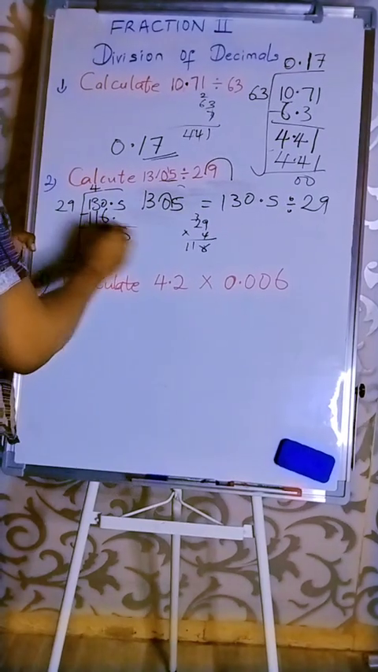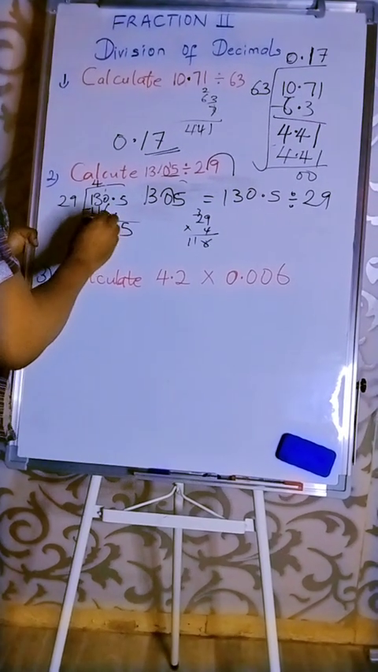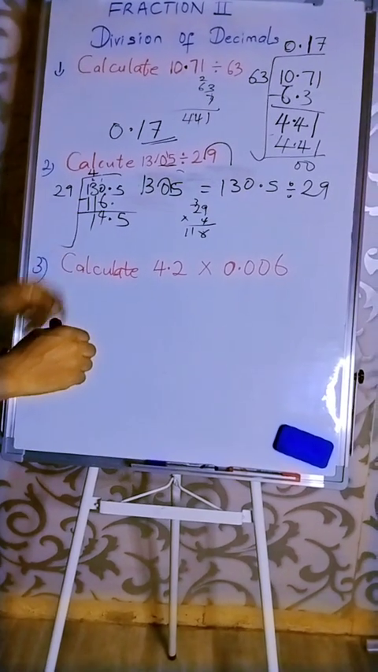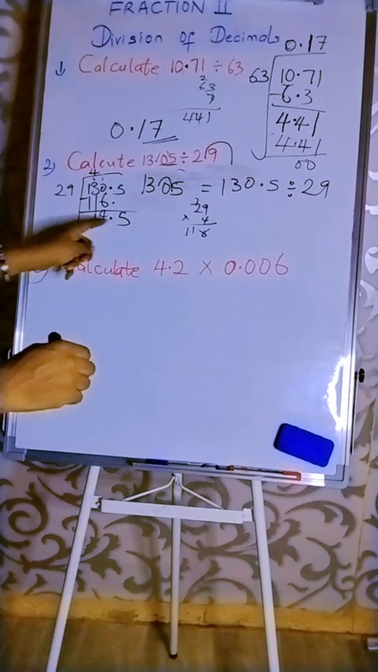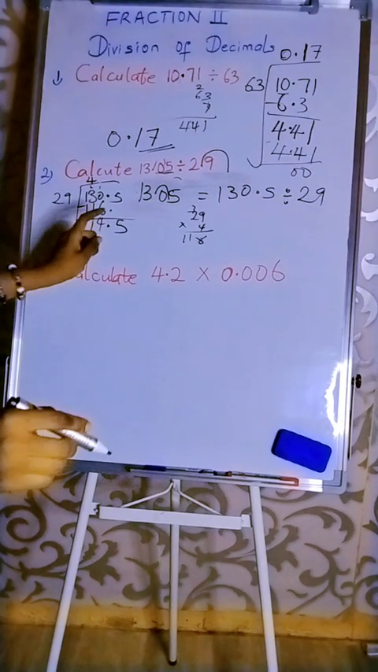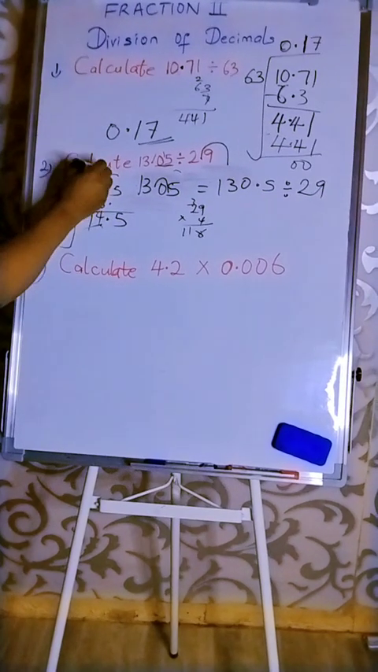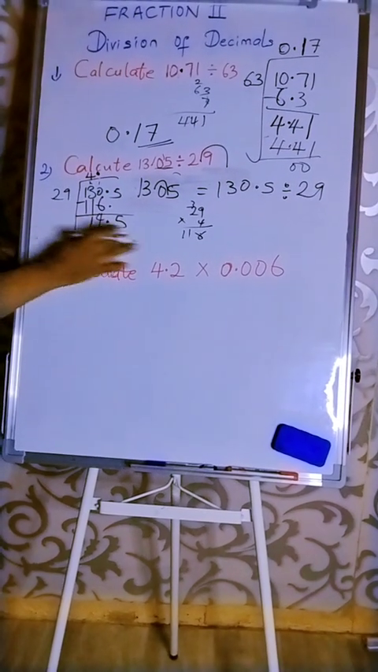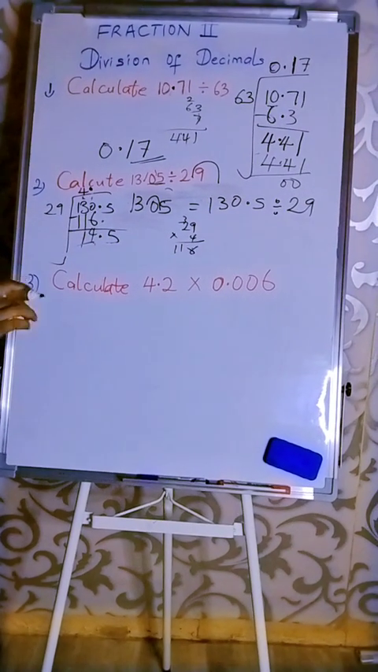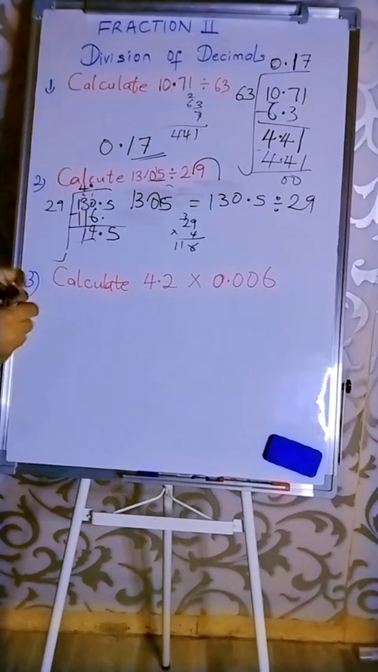Bring down the 5. We have 14.5. Now 29 divided into 14.5. 29 cannot divide 14 because 14 is smaller. So you add the point, and it becomes 14.5. 29 divided into 145. Just assume there is no decimal point here. 29 divided into 145, what do you have?